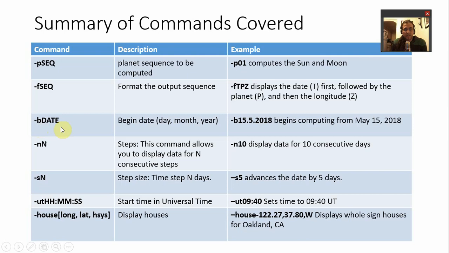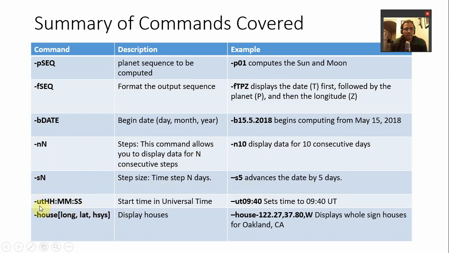Dash B, that's how you can enter a date to begin with. So we've been using this example. Dash N, how many steps you want. Dash N 10 does 10 consecutive days. Dash S, and then a number N is the time step, the step size. So dash S5 advances the date by 5 days.